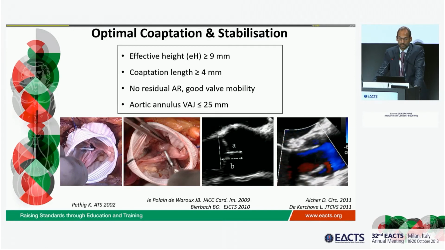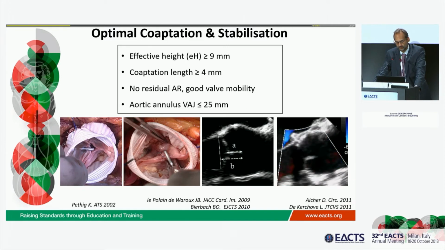Coaptation length should be more than 4 millimeters. Of course, there should be no residual aortic regurgitation and good valve mobility. Aortic annulus should preferably be below 55 millimeters. And that's it.